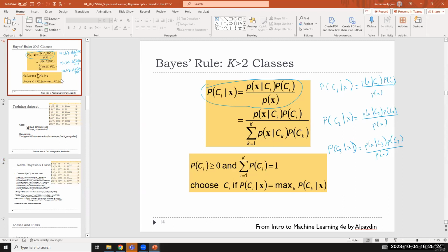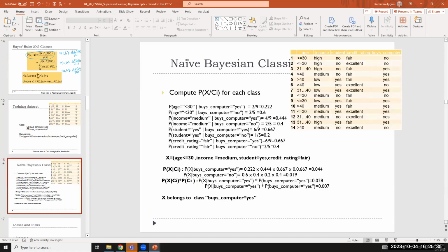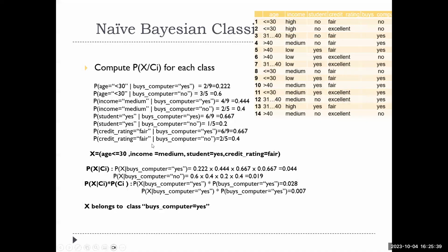First is the probability of class. The second one is, given the class, the probability of observing X. That's what I'm going to do. So this is my data. Let me enlarge this. Age less than 30, income medium, student yes, credit rating, etc.